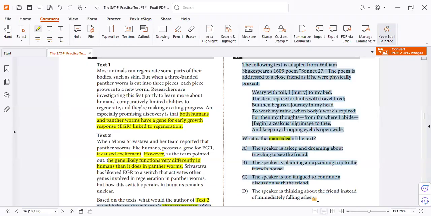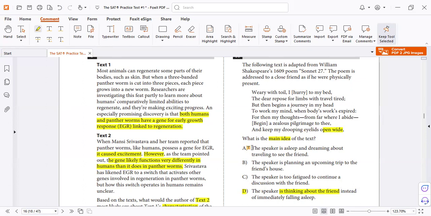Letter D is the best answer, but we need evidence. As I mentioned here, keep my drooping eyelids wide. And so he is thinking of his friend? His eyes kept opening because of how he's thinking about his friend. Yes, that's right.